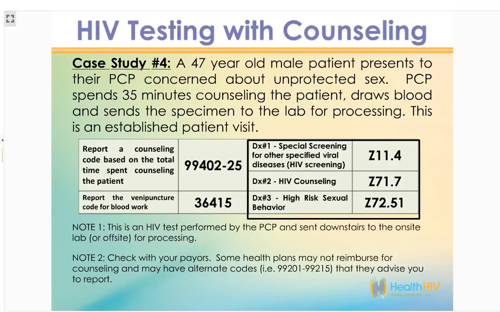Even though this is an established patient, this was a counseling service. So 99402 with the modifier 25 tells the payer that there was blood work done as part of this assessment, as part of this encounter. So that's what the modifier 25 stands for. You have your diagnoses codes, Z11.4, special screening, Z71.7 for counseling, and high-risk sexual behavior, Z72.51.